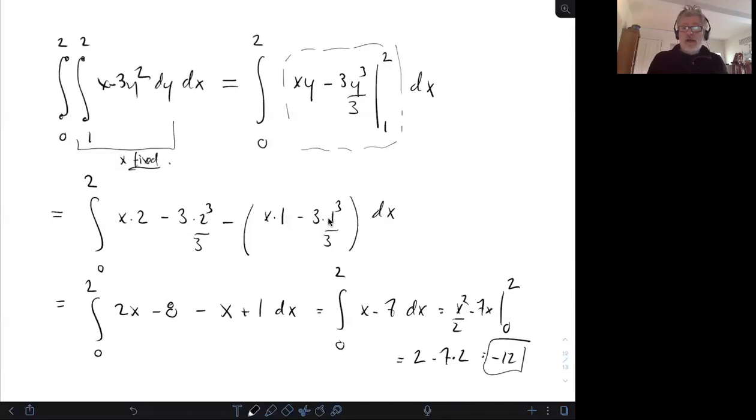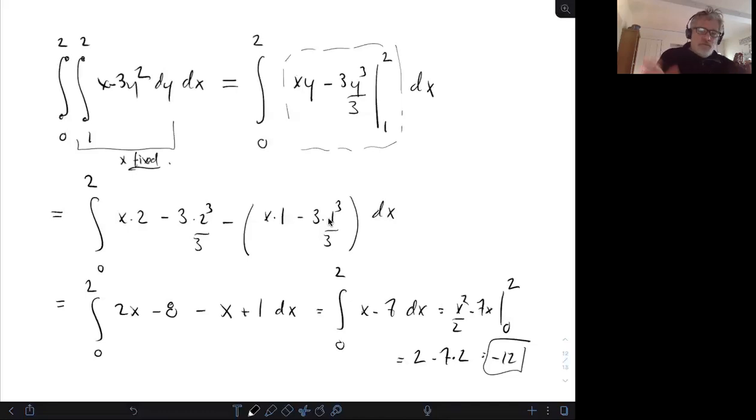If you're wondering why I'm getting a negative, it just means that this function is going below the xy plane when you consider it over this rectangle. That's all it means, right? So we are getting more negative stuff. That's all that means, okay? Now, I could have done the second iterated integral. I would get the same thing, obviously, okay?